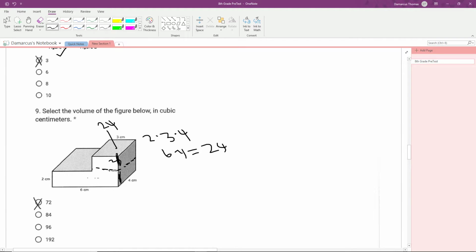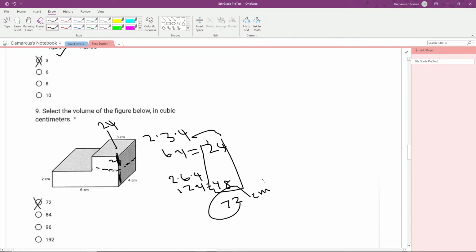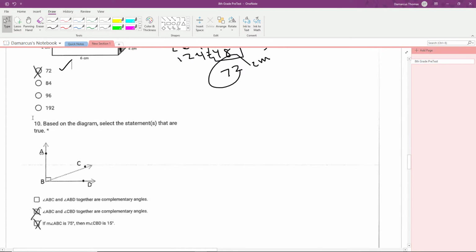And now what about the bottom part? Well, it's just going to be a 2 by 6 by 4. All right, so that's 2 by 6 by 4. That's 12 times 4. 12 times 4 is 48. And if we add the two numbers together, that's 12, carry the 1, that's 3 and 4, 7. 72 cubic centimeters is the total volume there, and that matches our solution as well.